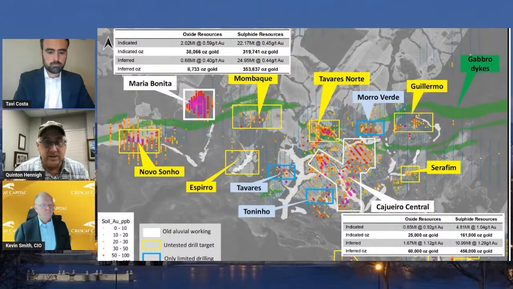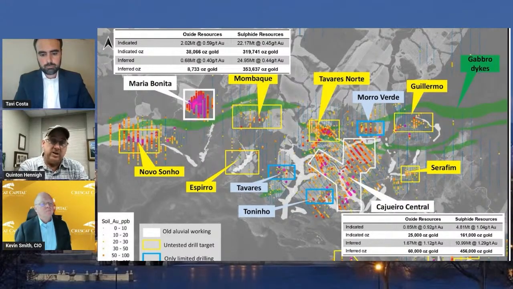Okay, so this is the same image I showed at the beginning of the Altamira presentation, but it's zoomed in, and I clipped the little resource tables for Cajueiro Central and Maria Bonita and pasted them in there. So the two little tables that you see are the resource. Now notice at Maria Bonita, they have some oxide and some sulfide. When they say sulfide, it doesn't bother me because the sulfide here is not refractory. So it's almost like saying the same thing. Don't let that bother you.